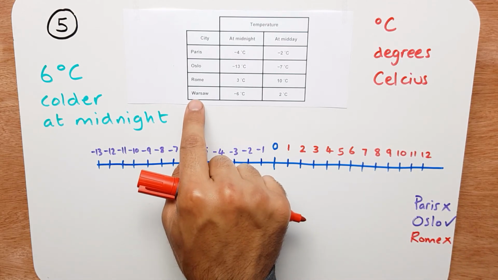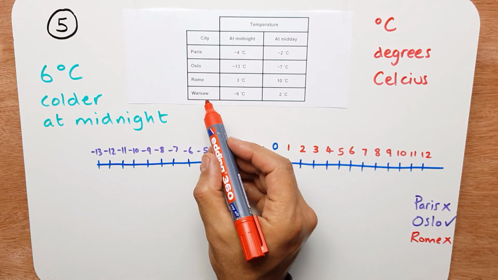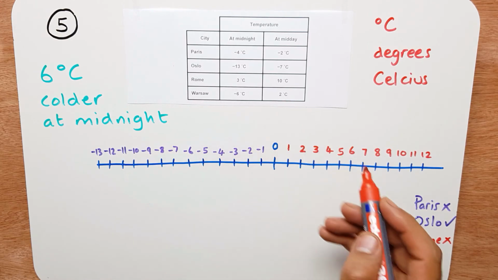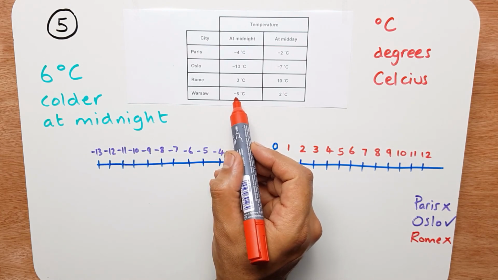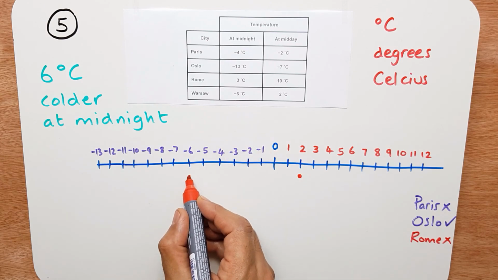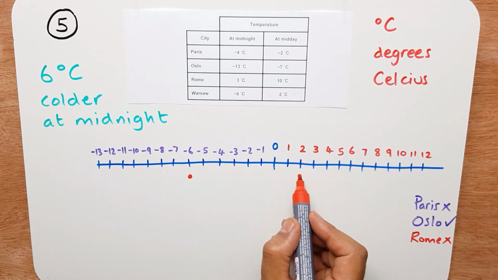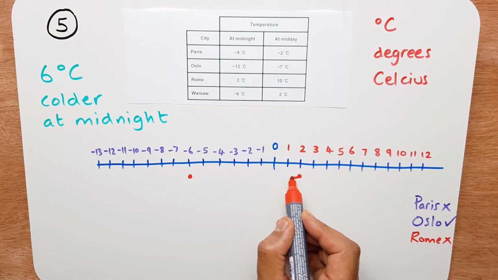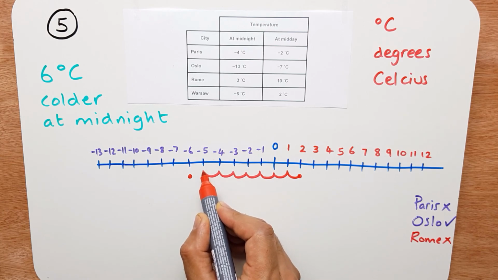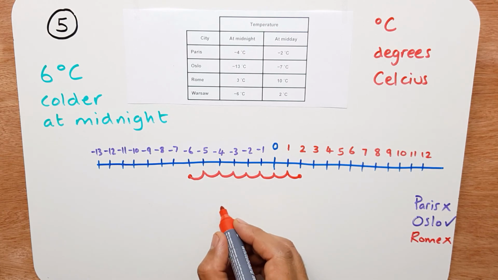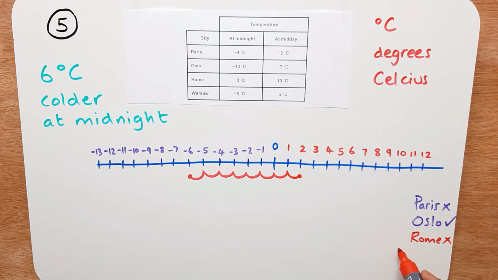And finally, we'll look at Warsaw. So at midday, it's 2 degrees Celsius. So let's go there, put a little mark there. And at midnight, it's -6, and that's there. So let's count it first. So it's 1, 2, 3, 4, 5, 6, 7, 8. So it's 8 degrees colder. So again, that's no good to us. So the only one that we want is Oslo.